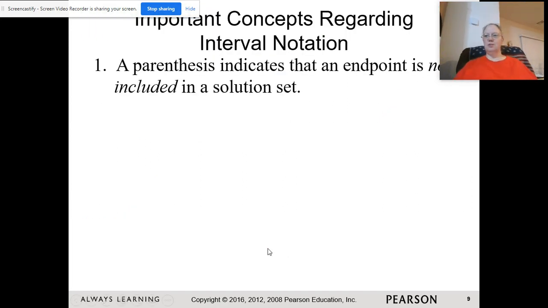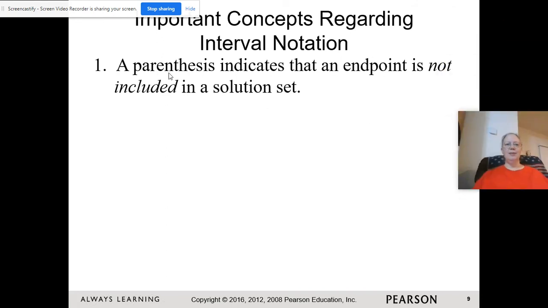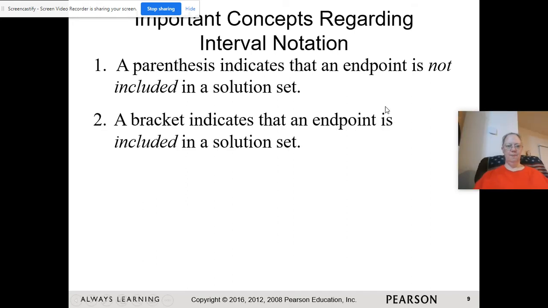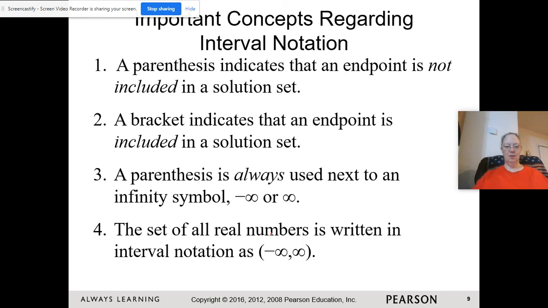All right, let me get this out of the way briefly. A parenthesis indicates that an endpoint is not included, and a bracket indicates that an endpoint is included. We always use parentheses for negative infinity or positive infinity. If I say something like the set of all real numbers, that would be negative infinity to positive infinity, and interval notation would look like this.